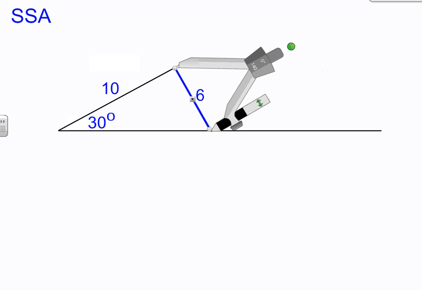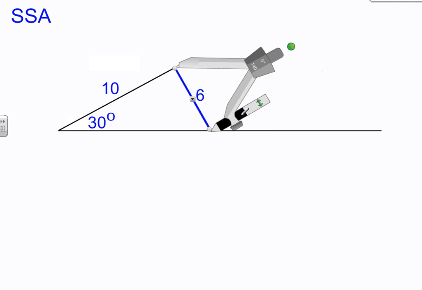Okay, this podcast is about solving triangles when you have information about side-side-angle, so two sides and a non-included angle. I want to first remind you really quickly about things you learned in Geometry A about side-side-angle and why it's not a congruent shortcut. So here's a really good example.